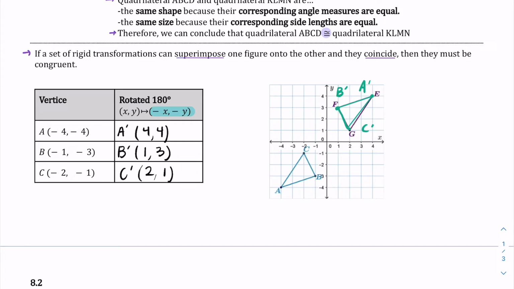But what we did is we used a set of rigid transformations. We rotated 180 degrees to superimpose one figure onto the other to make it line up with it, or make it land on top of it. And by doing that, they coincided, meaning the points lined up perfectly. So they are congruent. So we can say the little math shorthand for therefore is 3 dots like that.